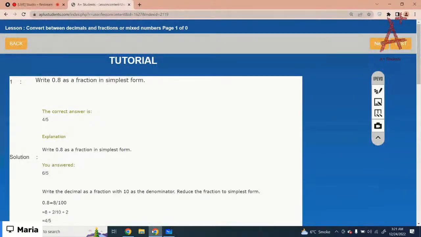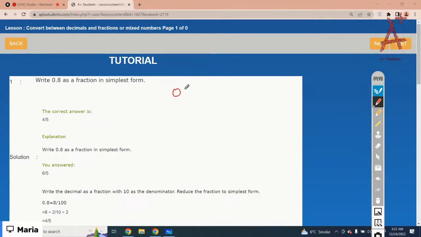Okay, let's just start with the first example. Write 0.8 as a fraction in simplest form. Writing decimals into fractional form is very easy. First of all, you have to remove the decimal point. You add 1 in the denominator, and you count the digits right after the decimal point and add the zeros. Right after this decimal point, you have just one digit, so you add just one 0.